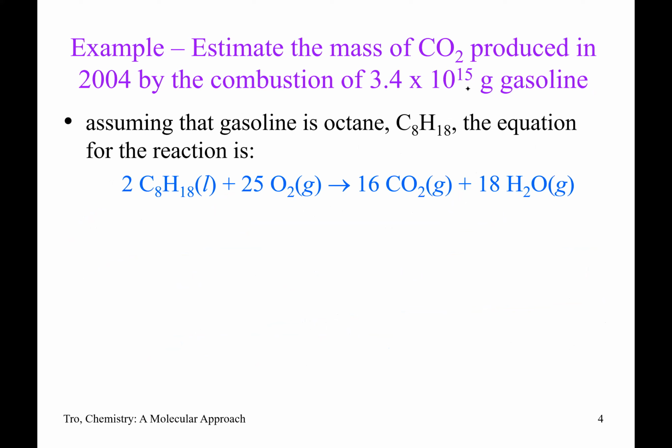Okay, another example: estimate the mass of CO2 that is produced by combustion of 3.4 times 10 to the 15 grams of gasoline. That is a high number, but if you have a calculator, that should be no problem, right? So I told you when you are looking at the mass, you want to first go to mole. Always go to mole first, okay?